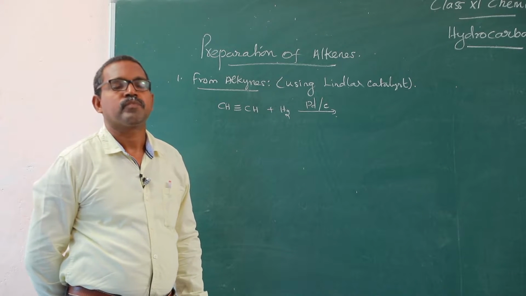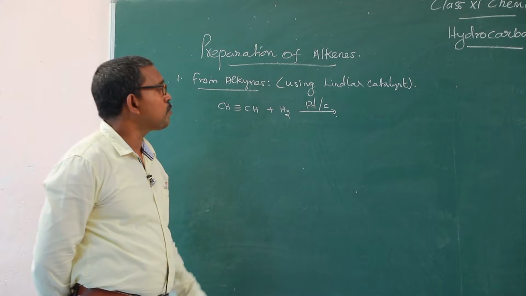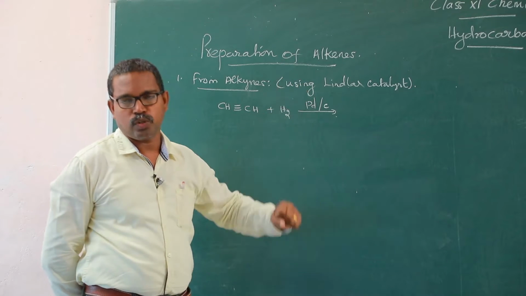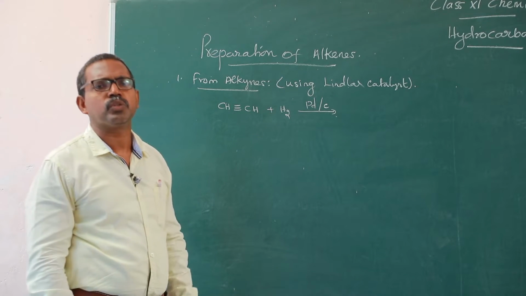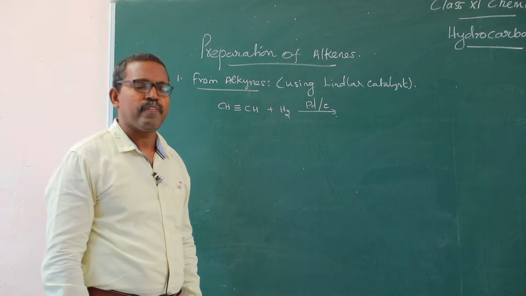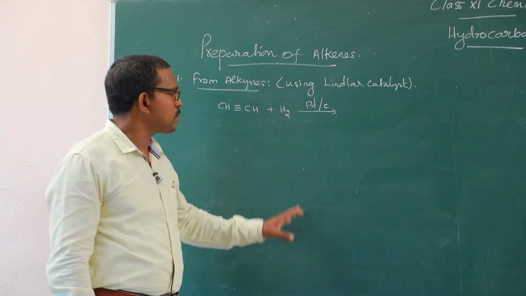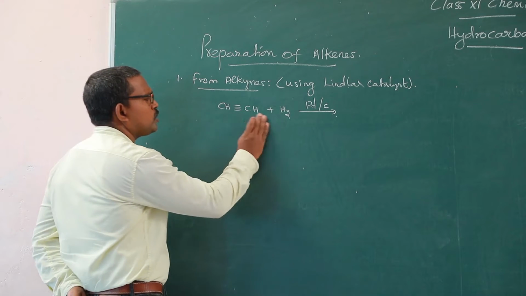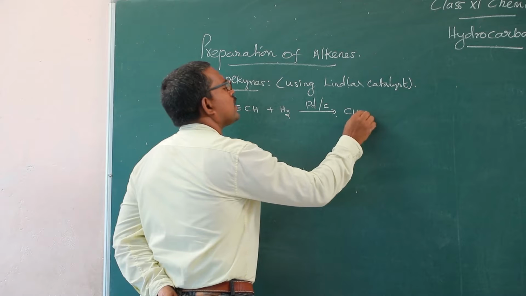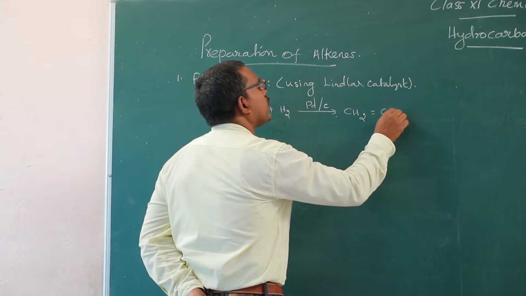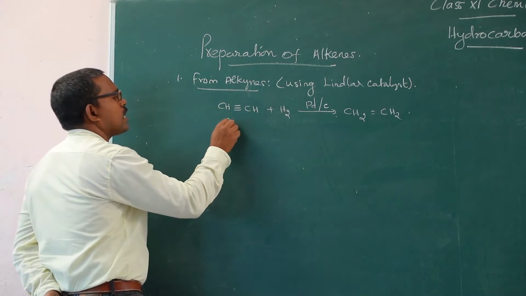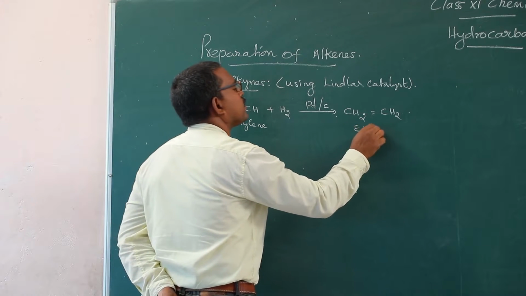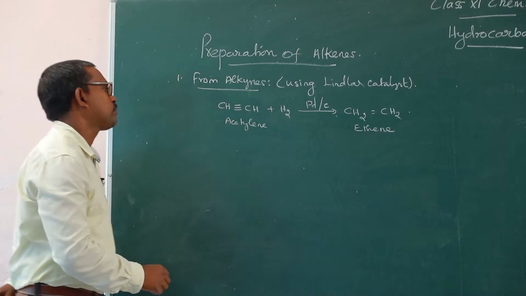Why is a deactivated palladized catalyst used? We want to prepare alkenes only. Further reduction leads to alkanes. So, to prevent the formation of alkanes from the same process, the catalyst is partially deactivated. So, normal addition reaction: CH2=CH2. Acetylene gives ethene as the product.